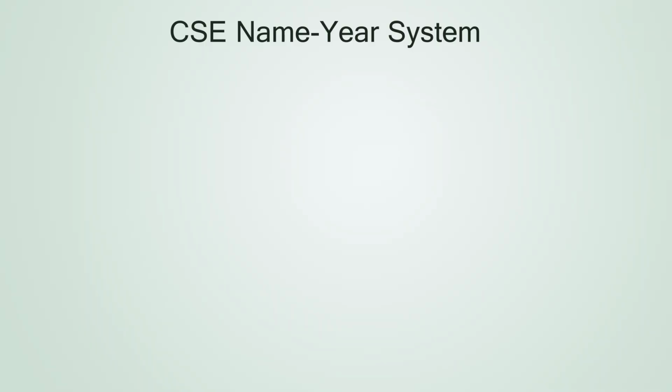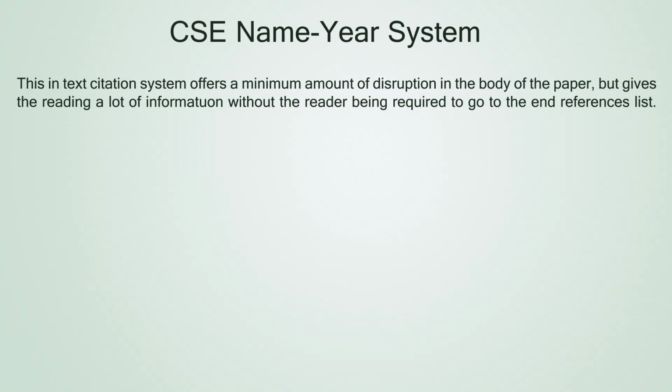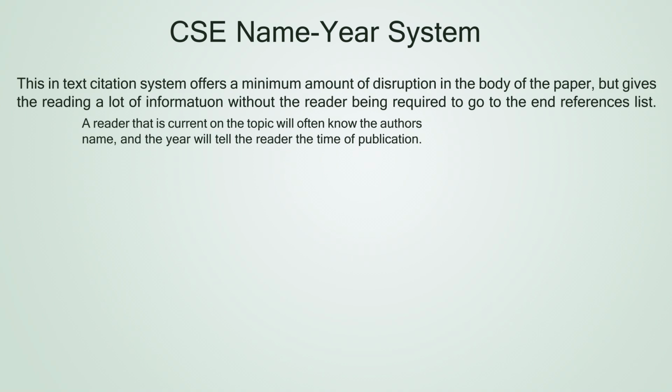Biology uses the Council of Science Editors style of name-year for in-text citations. This system allows for minimal disruption while reading a paper, yet provides the reader with a lot of information. This system allows the reader to know the name of the author, the source, and the year the source was published without being required to turn to the end references to get this information. As you become more familiar with a particular topic, you'll get to know the names of the leading researchers in the field, and this reference system allows you to recognize the source and possibly evaluate the importance of the reference.